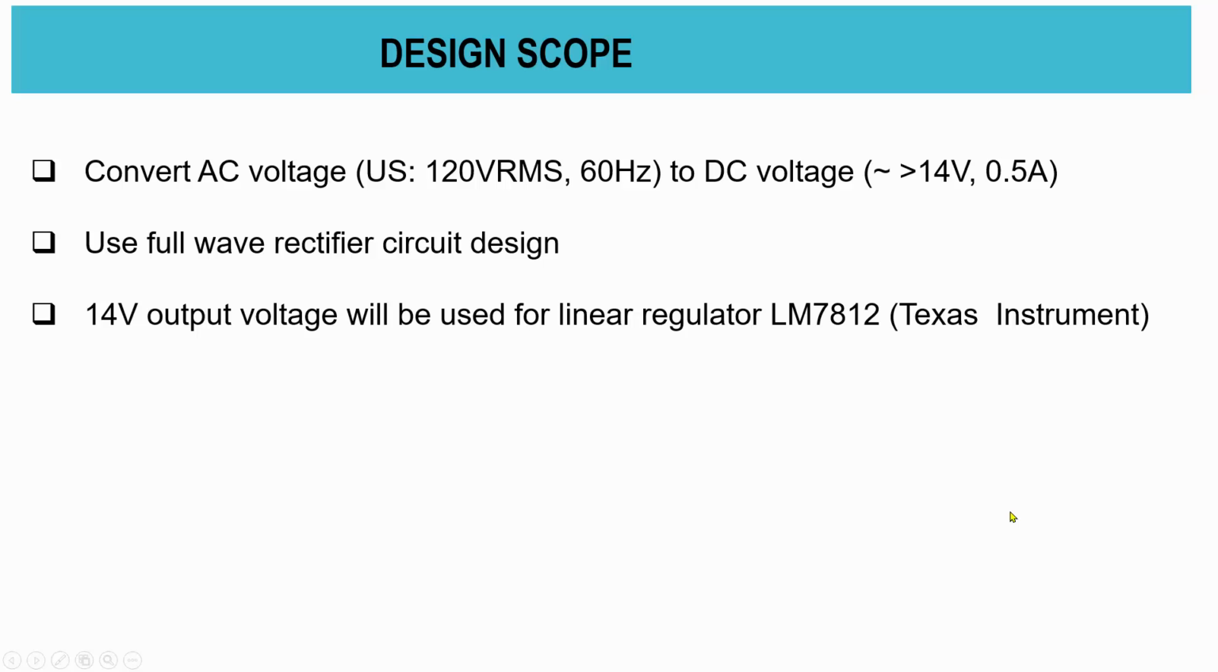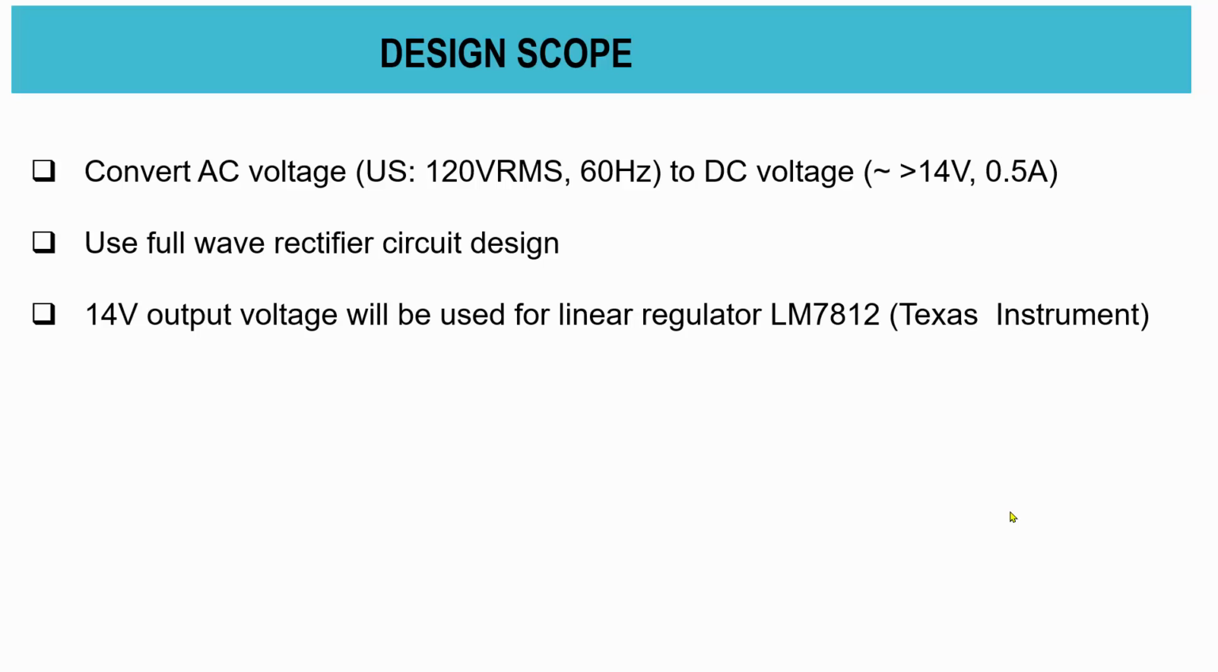Below is our design scope. We want to convert an AC voltage source from the US. We use 120 volt RMS and the frequency is 60 Hz AC. We're converting that to a DC voltage. So our goal is to make a DC voltage that's slightly above 14 volt, and the load current is 0.5 amp. We will use a full-wave rectifier circuit design.